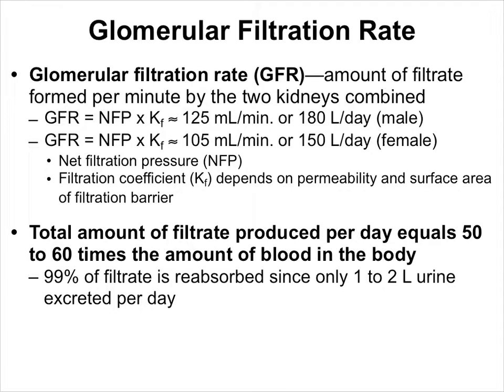You don't have 180 liters of blood. You don't have anywhere close to 180 liters of blood. So all of your blood is filtered multiple times per day. Obviously, most of that stuff is going to be reabsorbed, which we're going to talk about next. So you usually produce about 50 to 60 times the amount of blood that you have in filtrate. 99% of that's going to be reabsorbed. Under normal circumstances, you're only producing about 1 to 2 liters of urine per day.